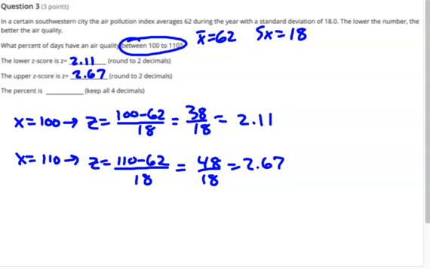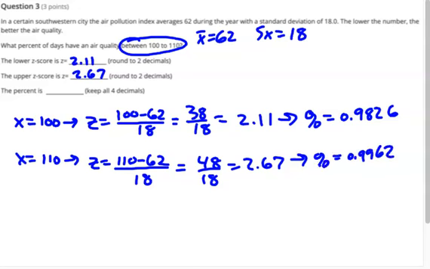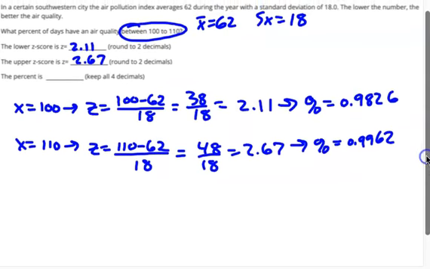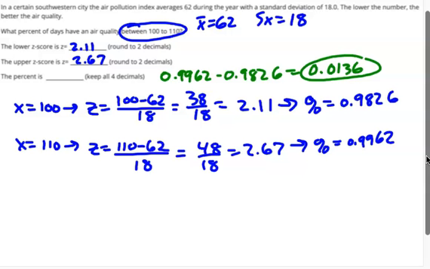Okay, so back to the one we're working on. For 2.11, the percentage beneath that equals 0.9826. For 2.67, the percentage beneath that is 0.9962. So to get the answer here for percent, the percent is 0.9962 minus 0.9826, which is 0.0136. Or you could type in 1.36%.